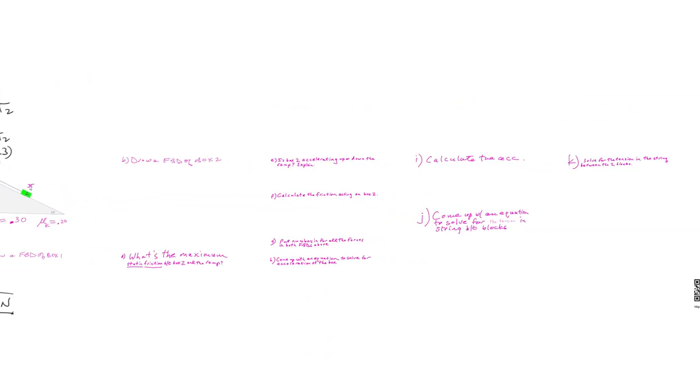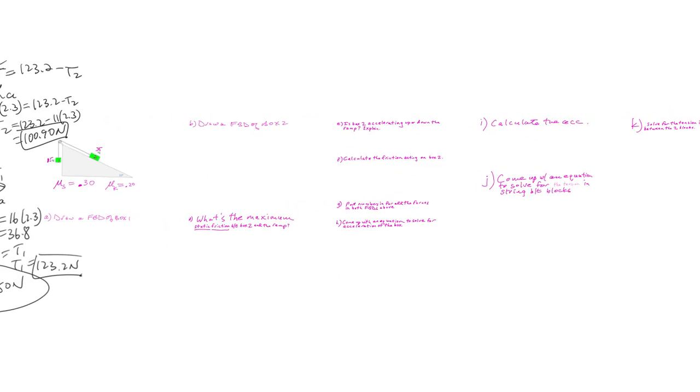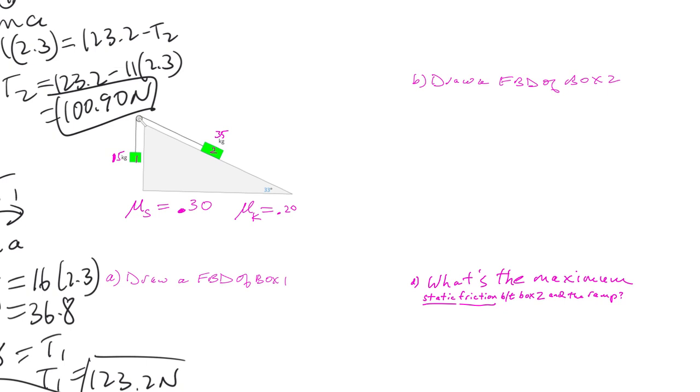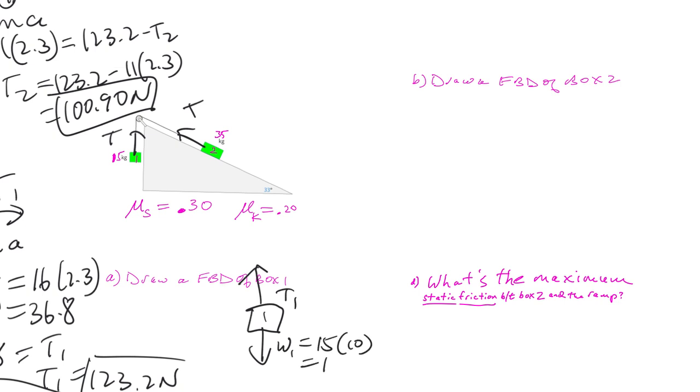So this is the last question. Oh, and then we have some graphs stuff. Okay, so free body diagram, box 1. So these two tensions are the same. Okay, so we got tension 1, and then we got the weight equals mg, 15 times 10, 150.